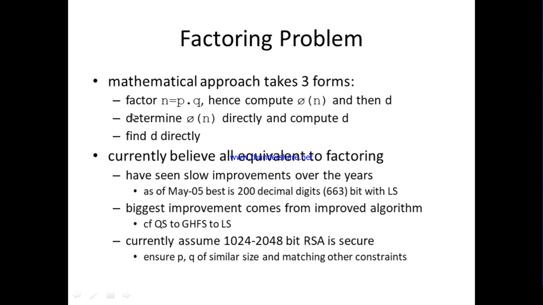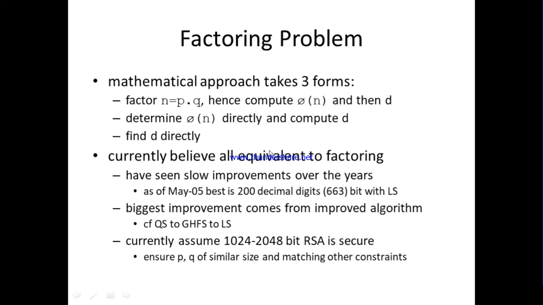So you have to factor n into p and q. If you know n, it should be the multiplication of two prime numbers, p comma q, then you can compute phi of n. If you know phi of n, then it is easy to compute d. Or else you try to identify phi of n directly and compute d, or else find d directly, that is, identifying the different possible d values.